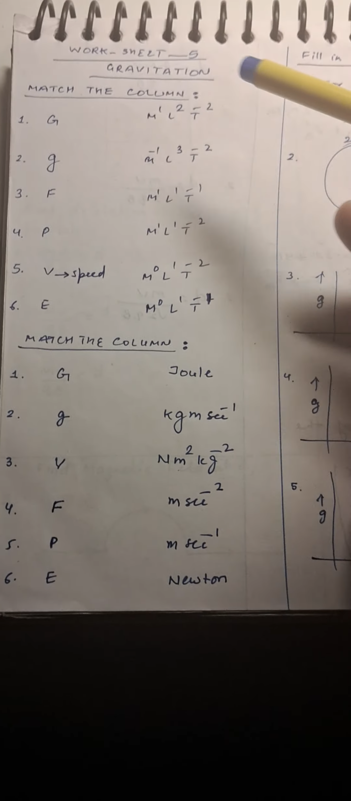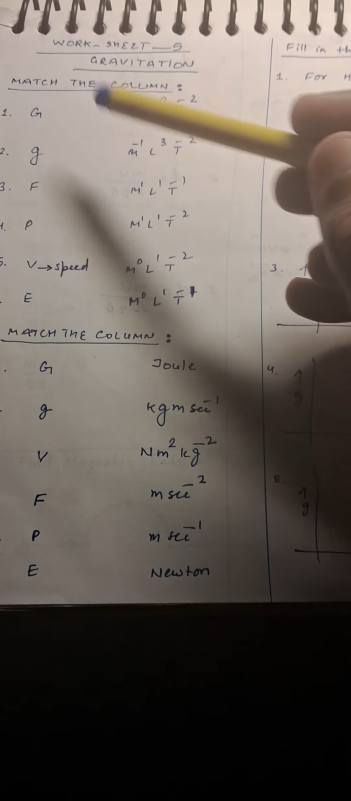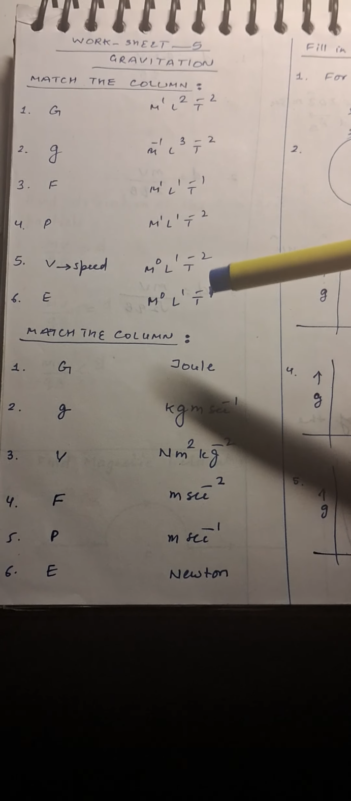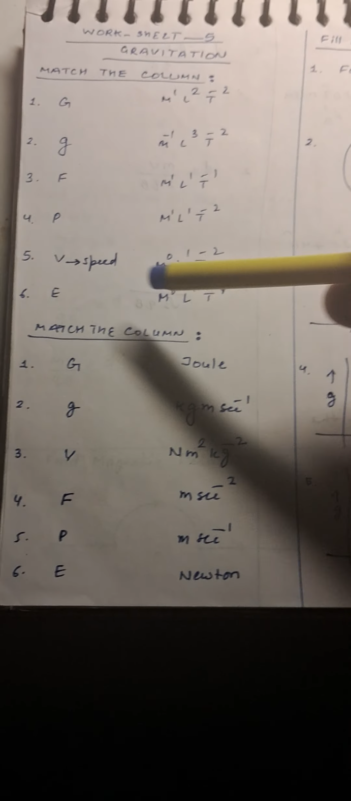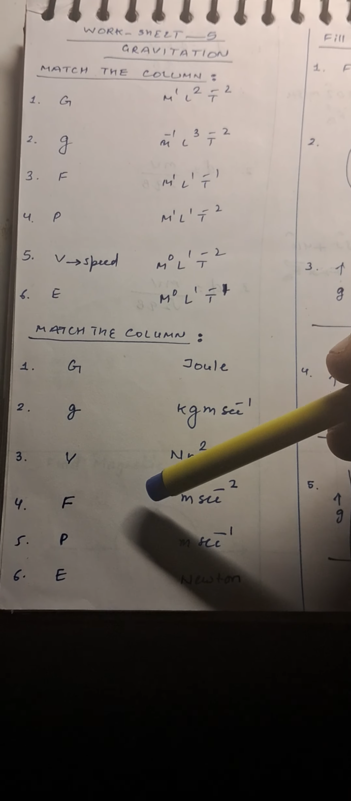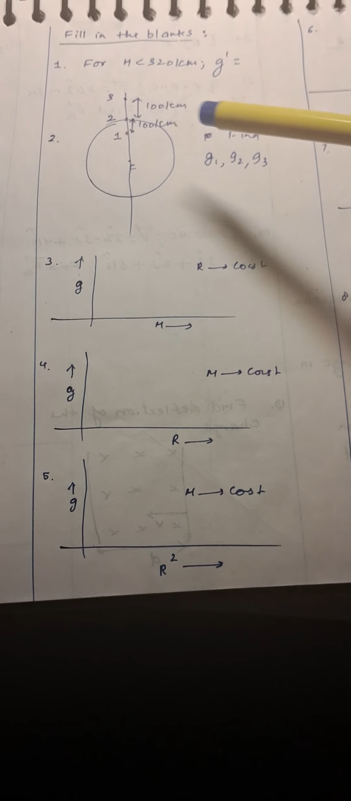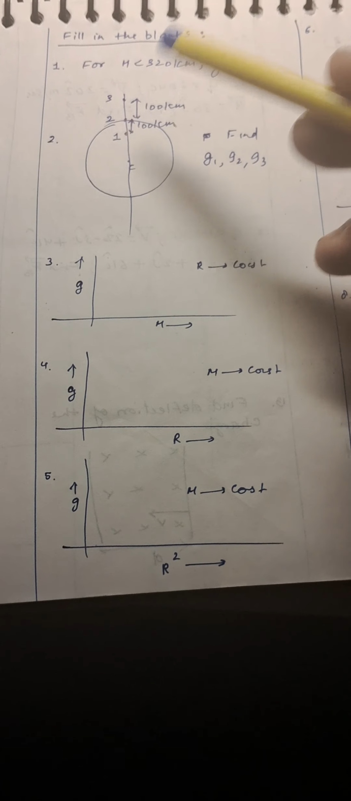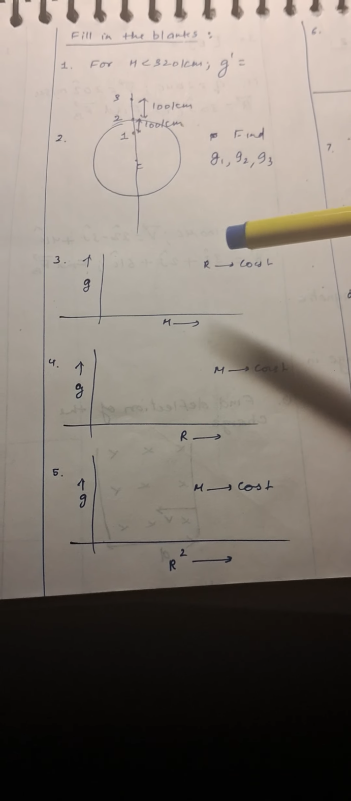Then we have another worksheet on gravitation. The first question deals with match the column type. We need to match dimensions of the various physical quantities. Then we need to match the constants with their proper SI units. Then we have another question. We need to find g dash as a function of the height from the surface.